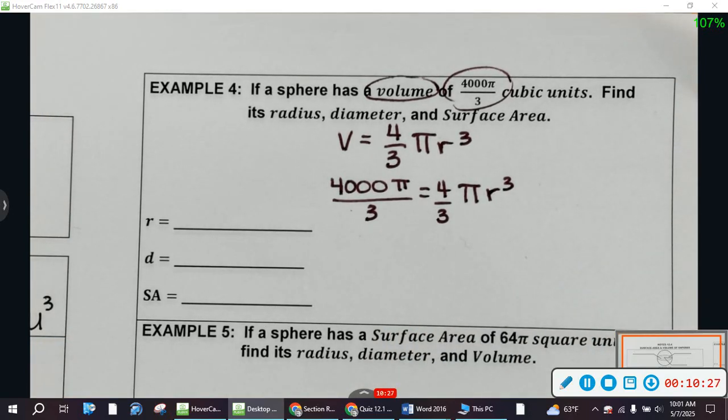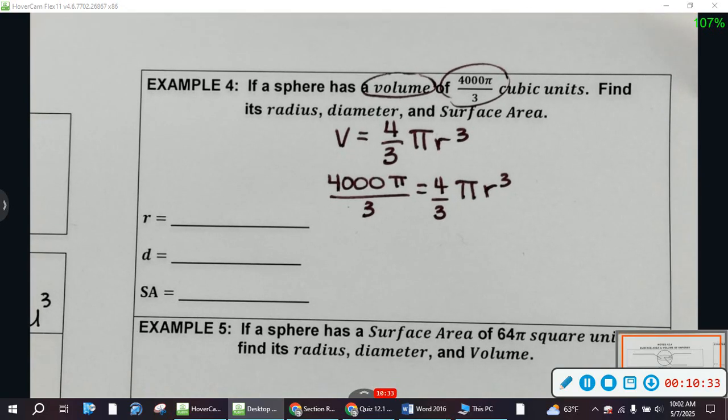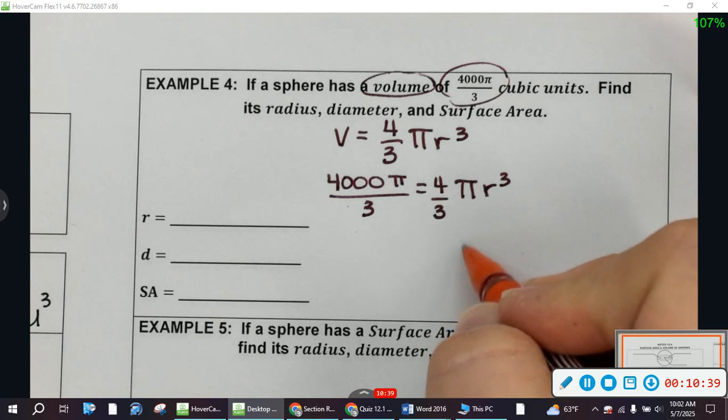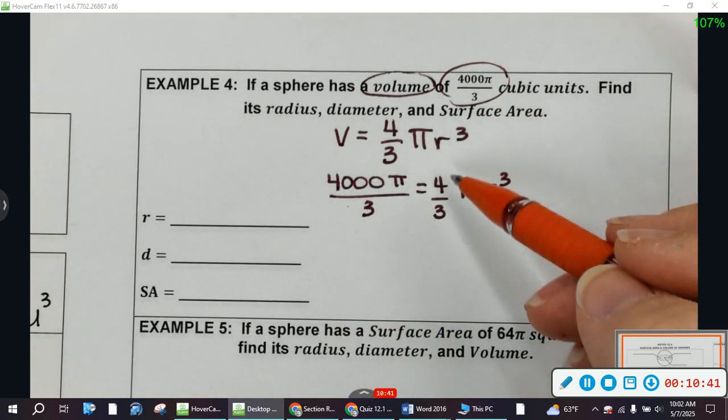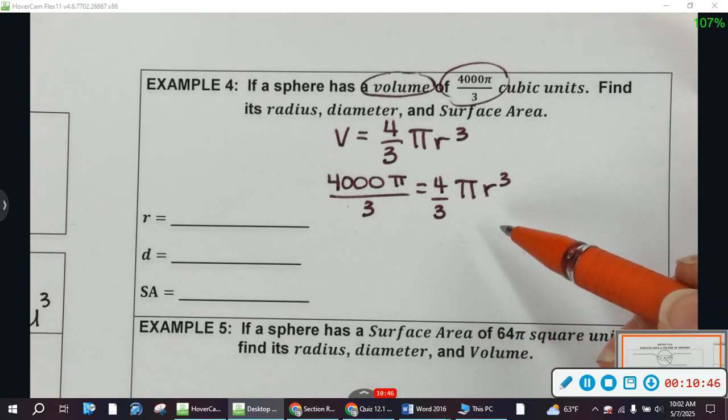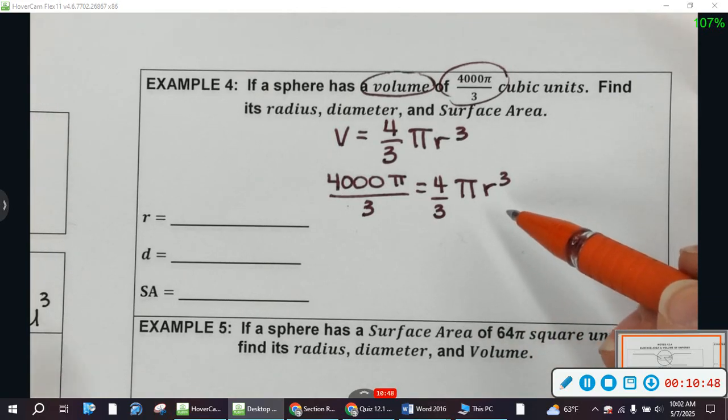So we need to get rid of what's attached to my radius. Before, y'all were pretty good about, hey, we divide to get rid of. But this is a fraction, and if you divide by a fraction and you don't put parentheses around it, it could mess some things up.